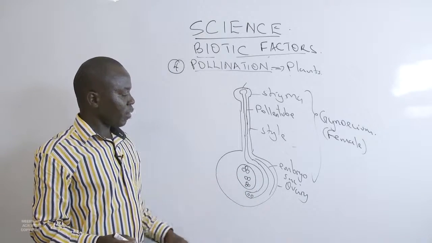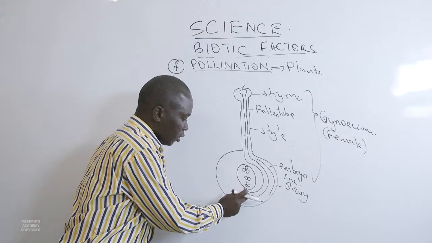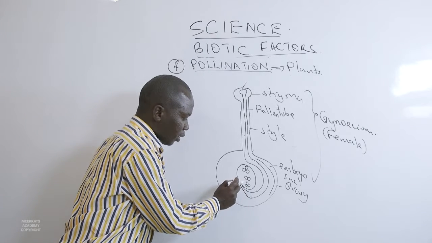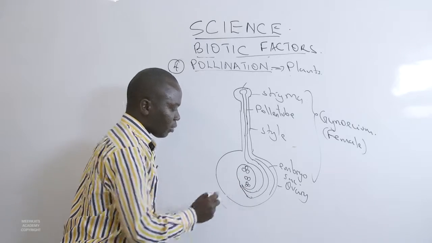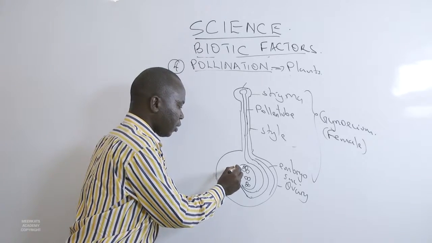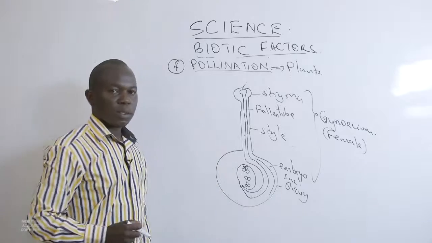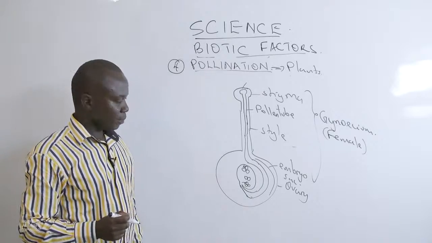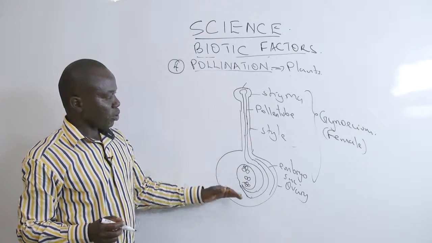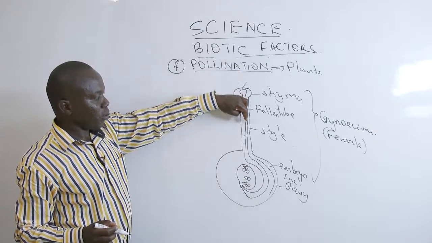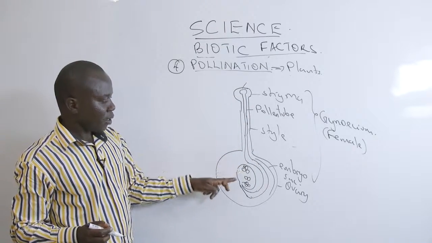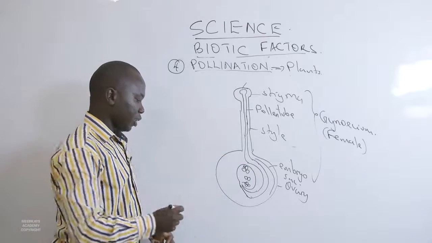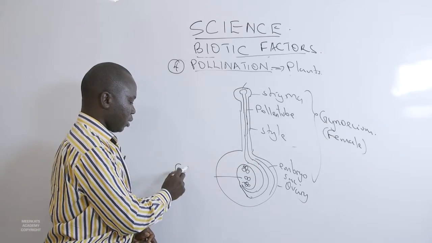Those are nuclei that are found in the embryo sac. The male nuclei will get into the embryo sac, releasing the two main nuclei. One fuses with that part, and the other fuses with this part. So what we should know is that the pollen tube carries male nuclei into the embryo sac, and in the embryo sac, fertilization takes place.